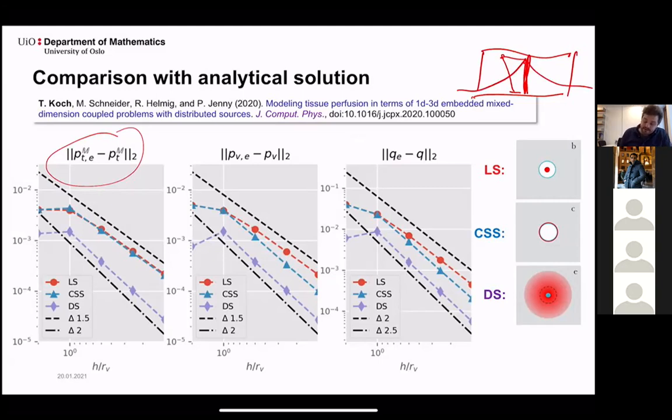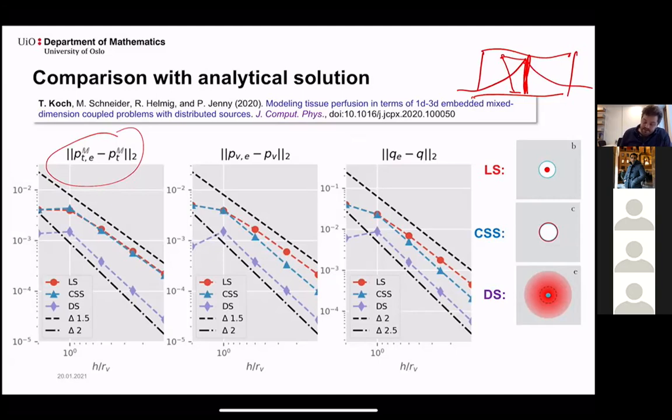So the solution in the 1D domain and the exchange flux, they have to be the same for all the methods, and they have to be the same as if we would resolve the interface with a 3D mesh.